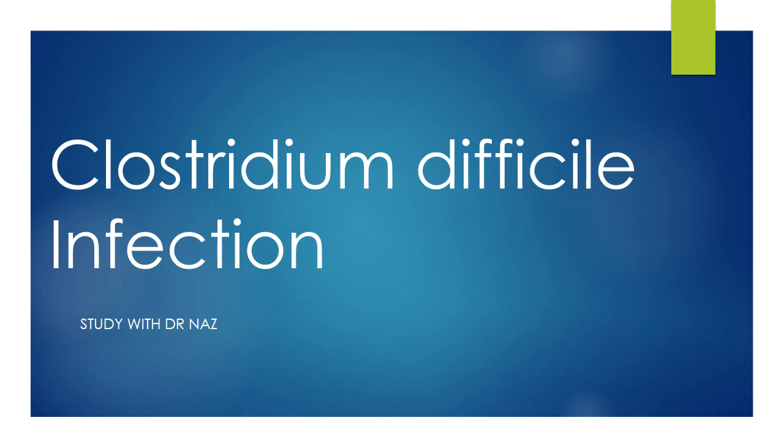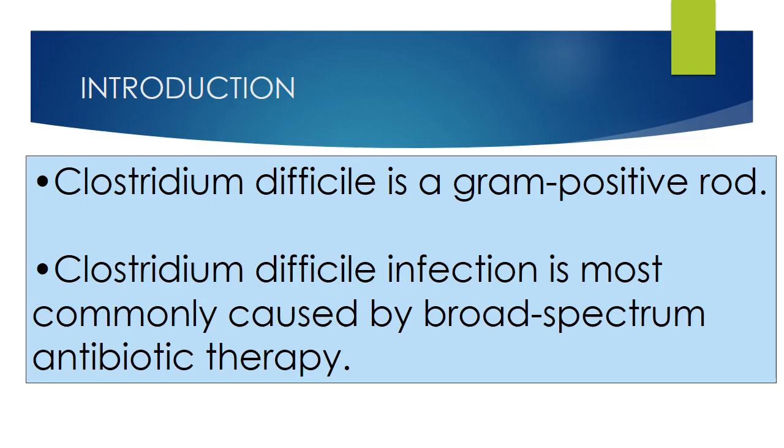This is Dr. Naz and today I'll be discussing Clostridium difficile infection. So Clostridium difficile is a gram-positive rod and it is the most common cause of antibiotic associated diarrhea. Clostridium difficile can produce two types of toxins, toxin A and toxin B.